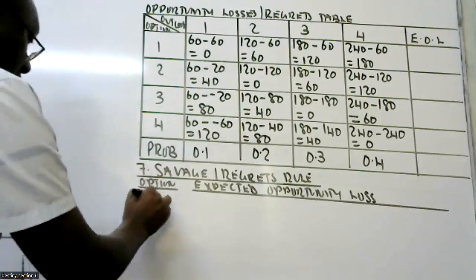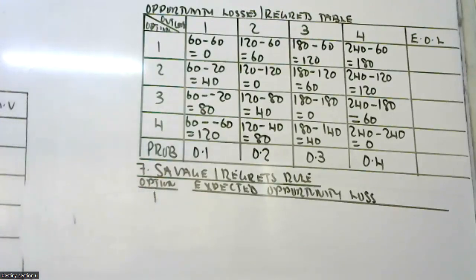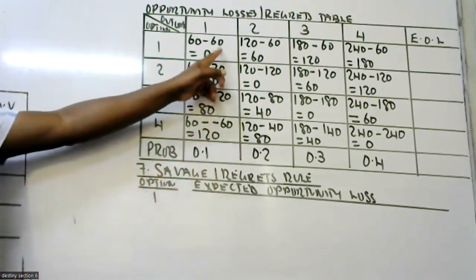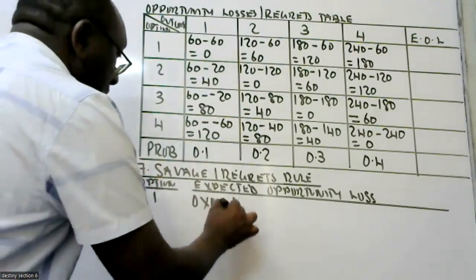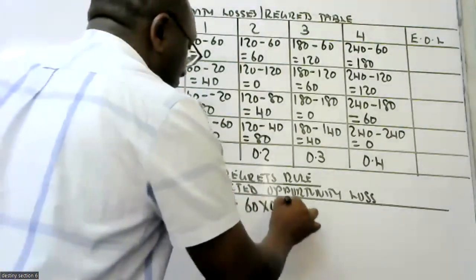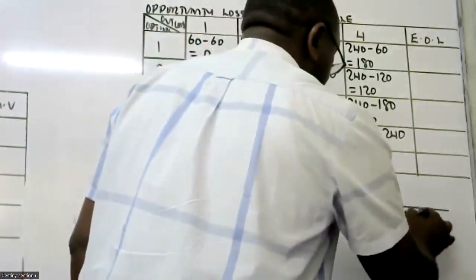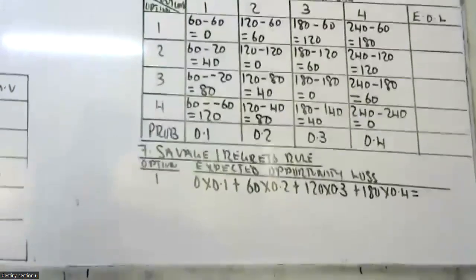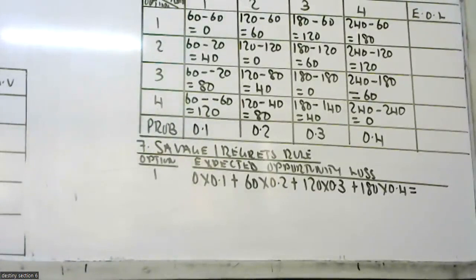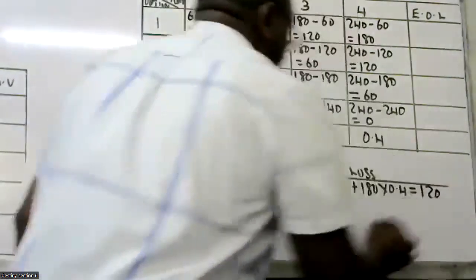And this one, you take option one. Just like we did with EMV, you do the same here. So for these regrets, we have 0 times 0.1 plus 60 times 0.2 plus 120 times 0.3 plus 180 times 0.4. So 120. And we go to number 2.